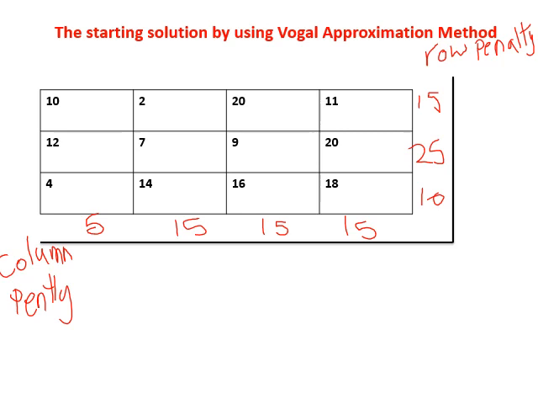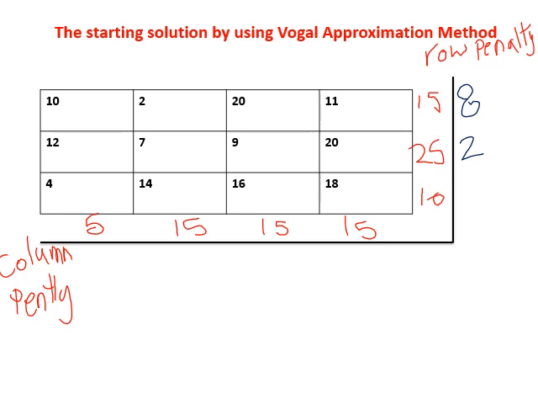Let's now get the values. The row penalty for the first row is the difference between the two least values, which are 2 and 10. The difference between 2 and 10 is equal to 8. And the row penalty for the second row, the difference between the least two costs, which are 7 and 9, is equal to 2. For the third row, the difference between the least costs, which are 4 and 14, is equal to 10.